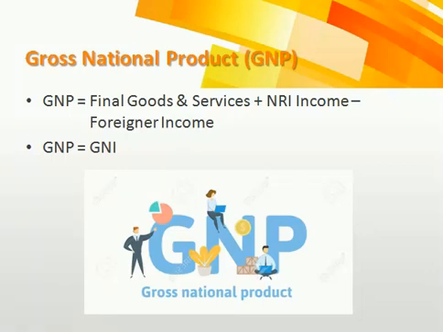And in this thing, we are subtracting the foreigners' income. The foreigners' income means the foreigners who are in India, whatever they are earning here, that income is being subtracted from GNP. So the GNP formula goes: the final goods and services produced in 1 year within the boundaries of the country plus the income which is sent by the NRIs to India minus the income which is being earned by the foreigners in India. So by this, we can say GNP is equal to GNI. The gross national product is equal to gross national income.